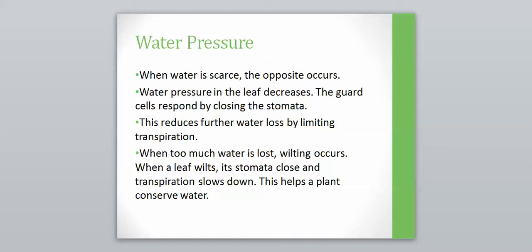Water pressure in the leaf decreases, and the guard cells respond by closing the stomata. Closing the stomata is going to conserve water, but it's going to reduce photosynthesis. And so this reduces further water loss by limiting transpiration. And when too much water is lost, wilting occurs. I think wilting is just the leaf turning brown and dying. And when a leaf wilts, its stomata close and transpiration slows down, and this helps a plant conserve water.